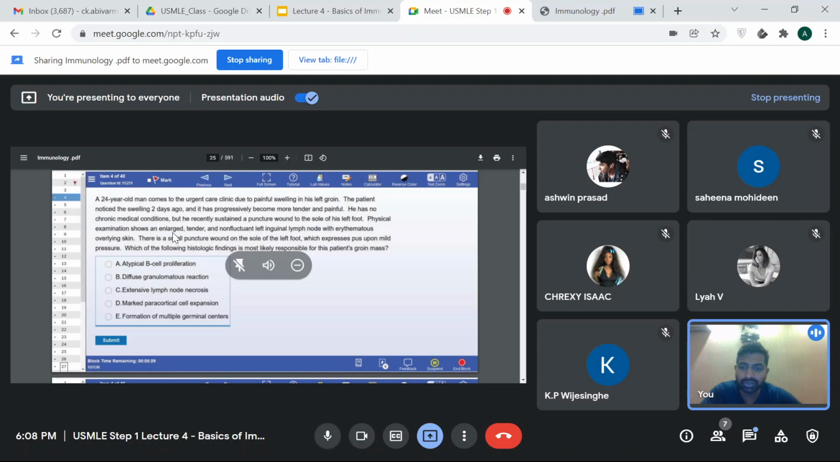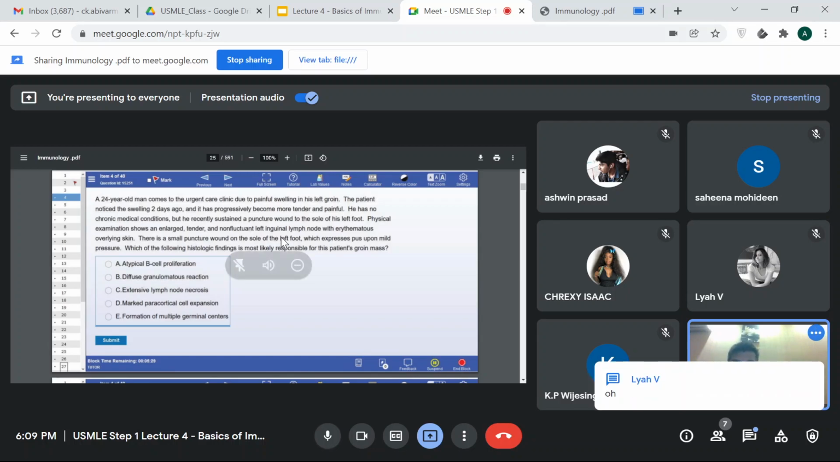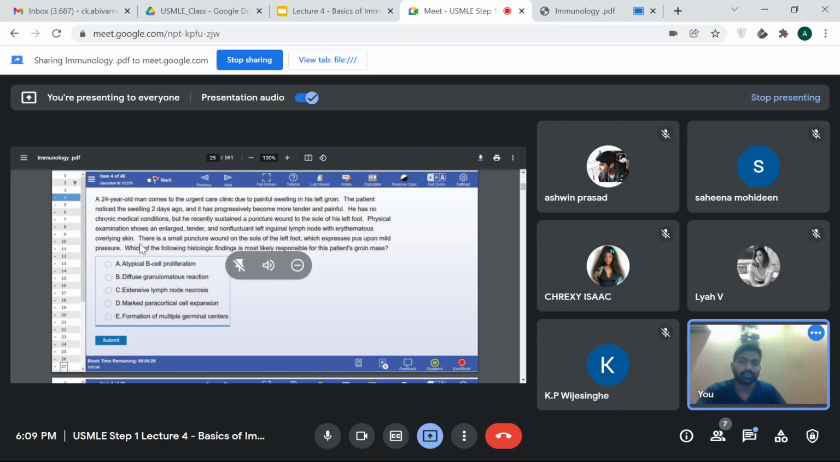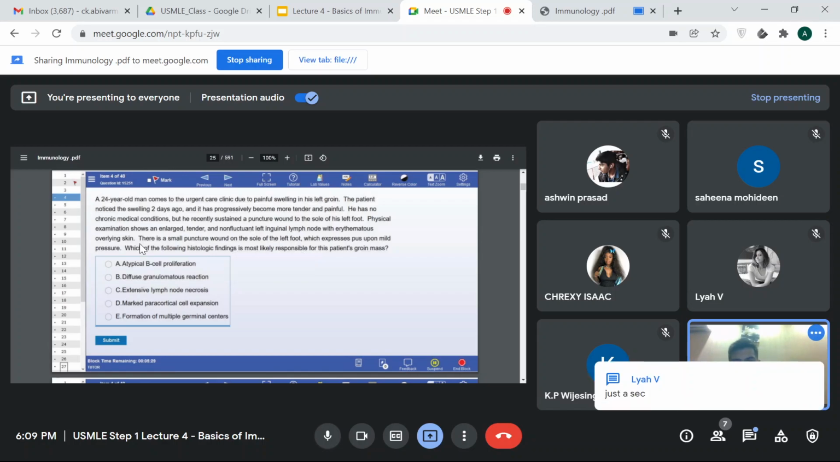Physical examination shows an enlarged, tender, non-fluctuant mass. Non-fluctuant means it doesn't move around like a balloon filled with water. Fluctuant means like a cyst filled with water, how it would move. This is not moving like that, so it's not a cyst. And the left inguinal lymph node has erythematous overlying skin, so the skin on top of it is red.